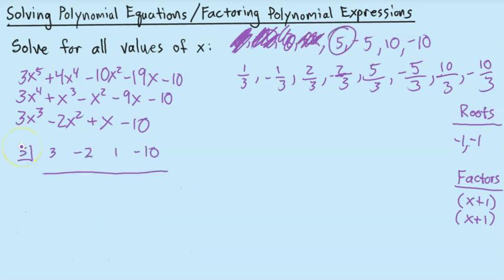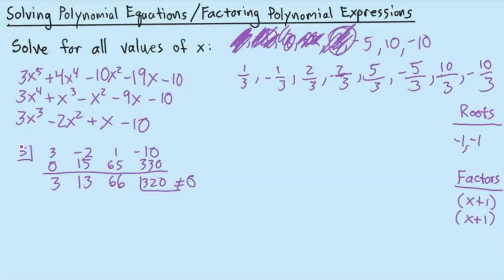All right, here we go. 5. We're going to put a 0 here. 3 plus 0 is 3, times 5 is 15, minus 2 is 13, times 5 is 65, plus 1 is 66, times 5 is 330, minus 10 is 320. Once again, remainder not equal to 0.